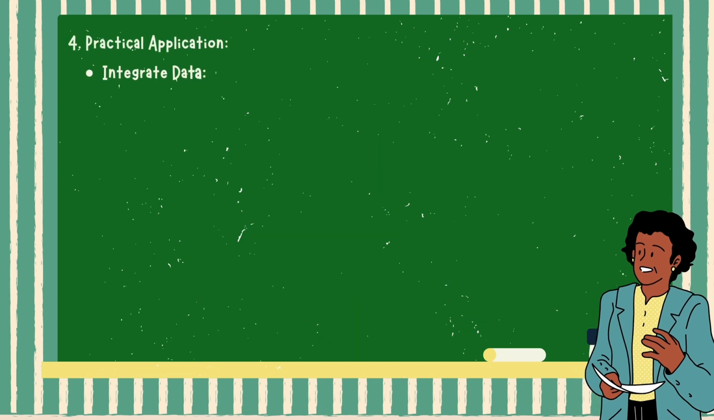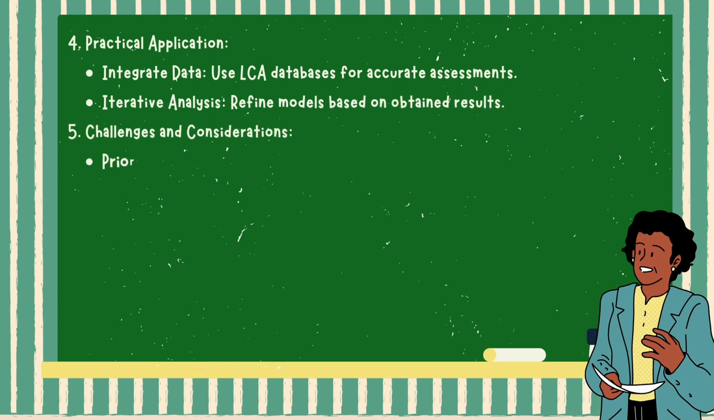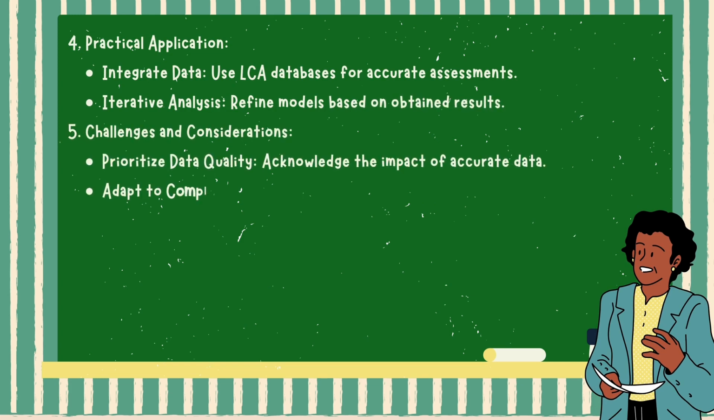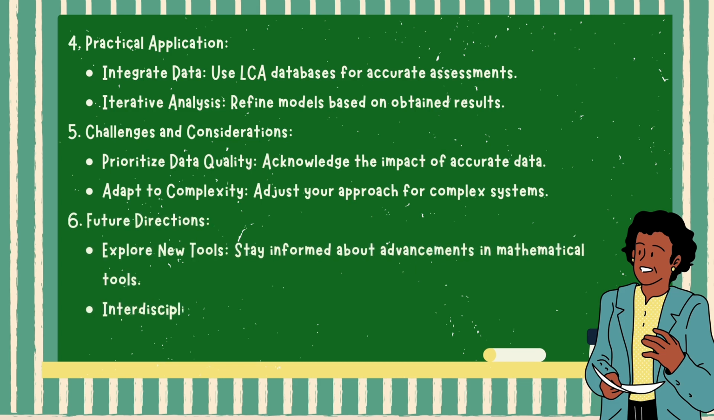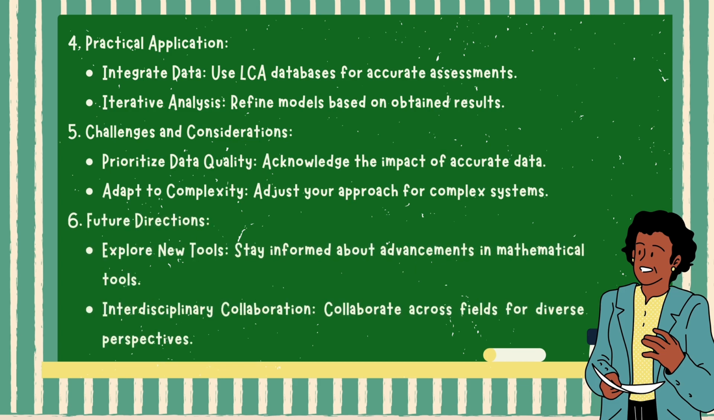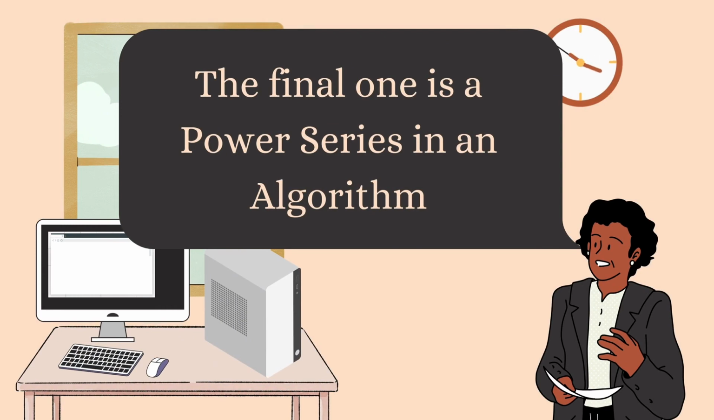Number 4 is practical application. Integrate data, iterative analysis. 5. Challenges and considerations. Prioritize data quality, adapt to complexity. 6. Future directions. Explore new tools, interdisciplinary collaboration. The final one is a power series in an algorithm.